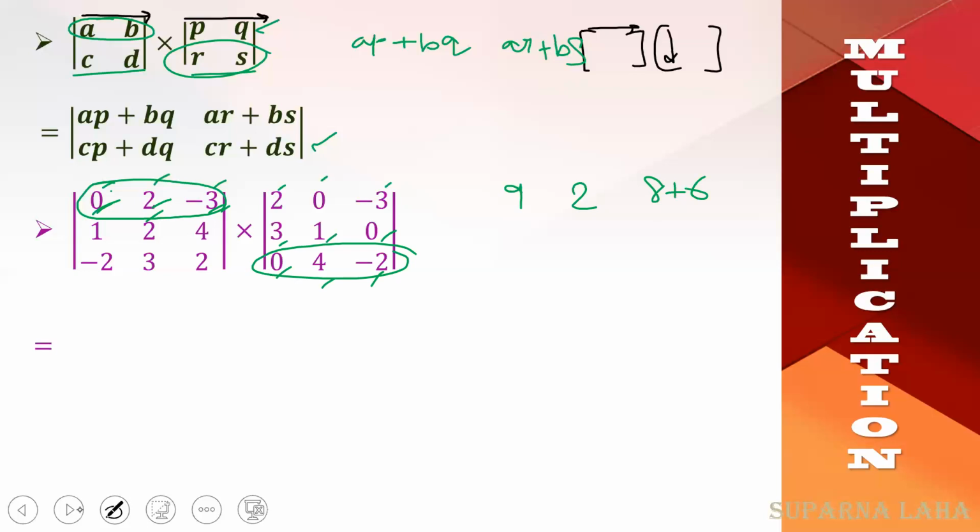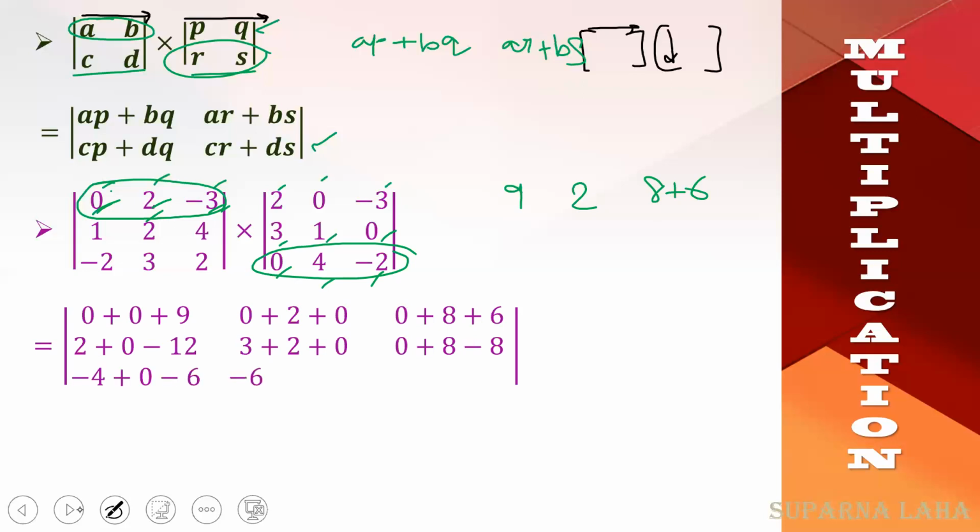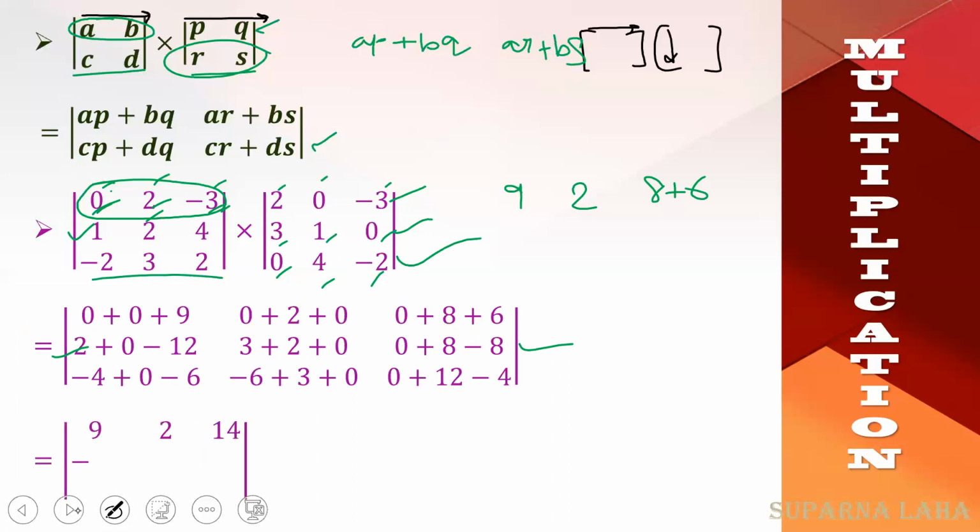Right? So write it down in a similar manner for the second row and the third row. That is, this row is first multiplied with each row, then the second row, and then the third row, and we will find this row. Similarly for the third row also. Multiply them and you will find this determinant: 9, 2, 14, minus 10, 5, 0, minus 10, minus 3, 8. So this is the answer of this multiplication.